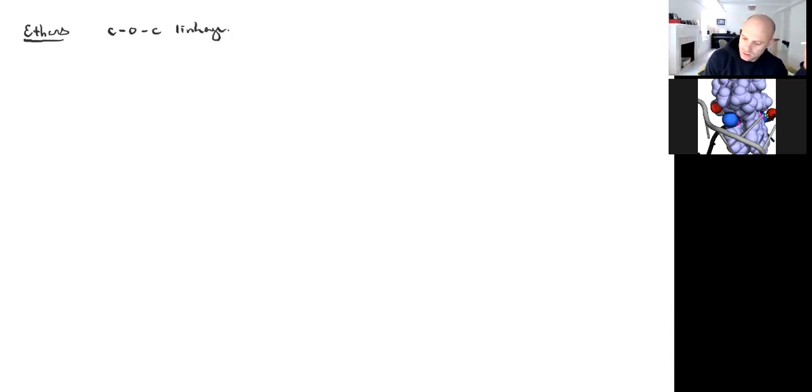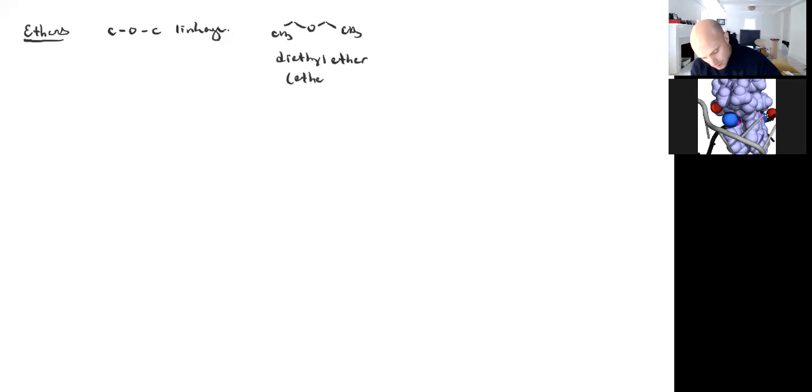We've already seen examples of these, diethyl ether, THF. Diethyl ether is a very common organic solvent. We often just call it ether because it is so commonly used. And then THF is tetrahydrofuran, which is also a useful solvent in the laboratory. There's a smaller cyclic ether known as an epoxide, and that's what I want to talk about because these are very useful compounds.